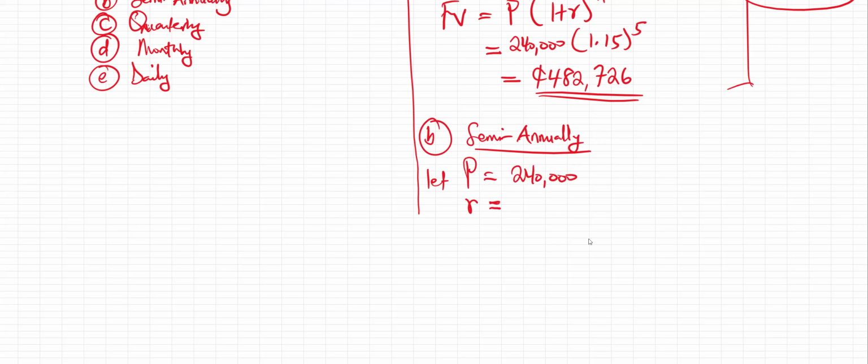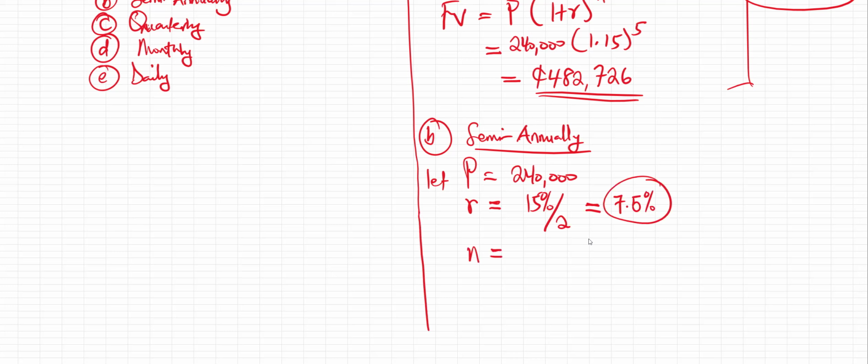But then what is our rate? Our rate given is 15%, but this one is per annum. Divided by how many times do we pay interest? 2 periods. So in that case, interest for the first 6 months will be 7.5%. True or false? True. Okay. Now, what is the number of periods?